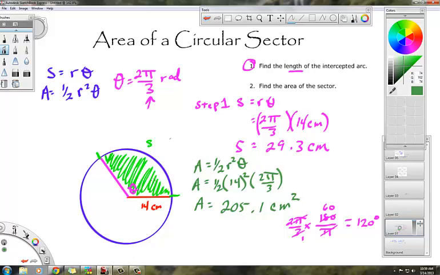This is the area of that big piece. It'd be like 2 big pieces of pizza or whatever. This is how to find the area of a circular sector, and it also reviews how to find the length of the intercepted arc, which is this piece of blue line here called S.